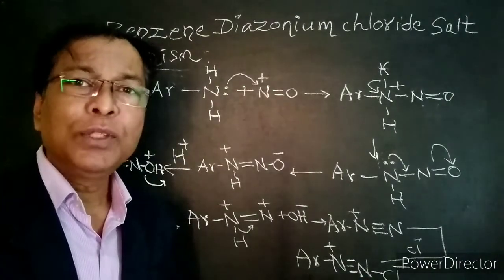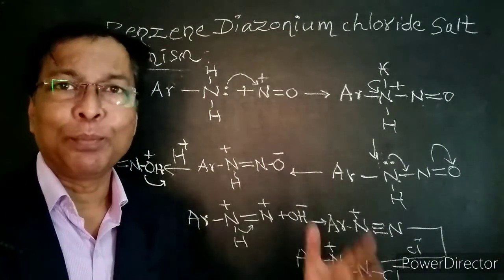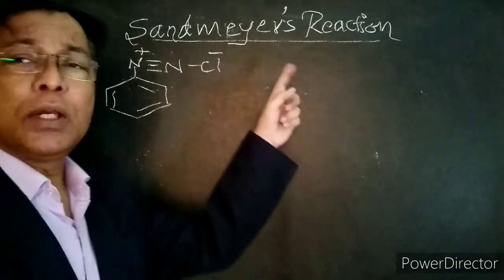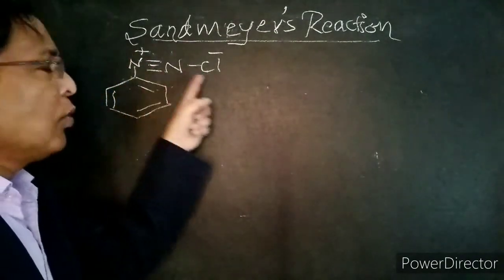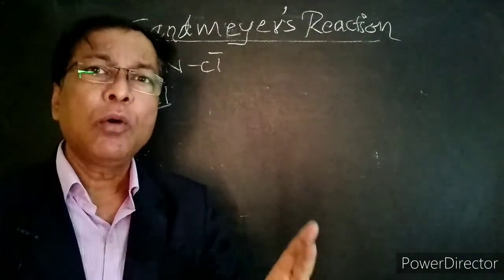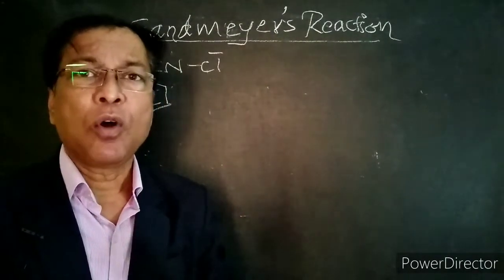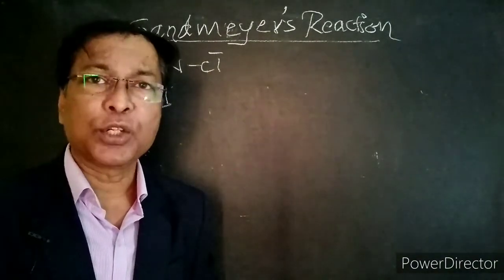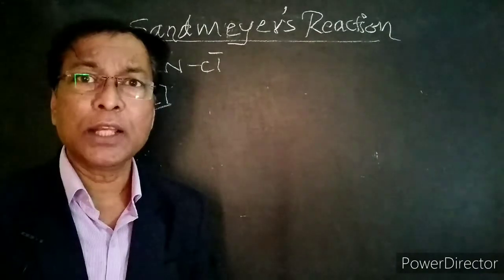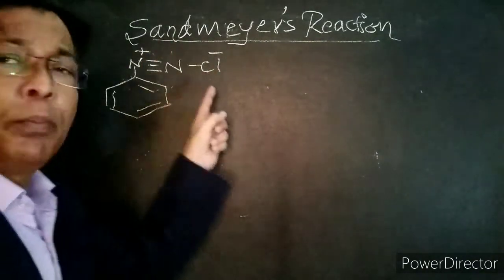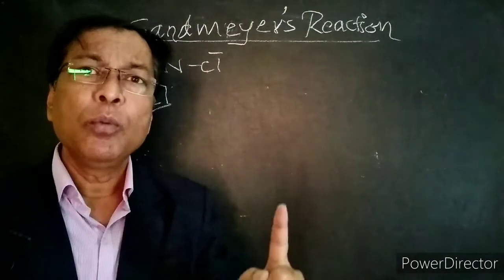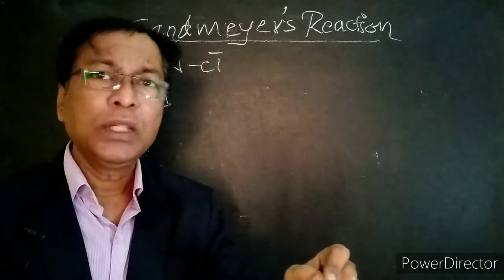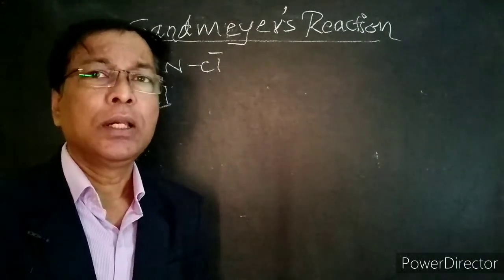Now we are going to learn how this benzene diazonium chloride salt is used to prepare the different types of haloarenes. Here we go. Sandmeyer's reaction: when the diazonium group is replaced by chlorine, bromine or cyano groups in the presence of copper salt and halogen acid, it is known as Sandmeyer's reaction. I repeat the statement. What is Sandmeyer's reaction? When the diazonium chloride group is replaced by chlorine, bromine or cyano group in the presence of copper salt and halogen acid, it is known as Sandmeyer's reaction.